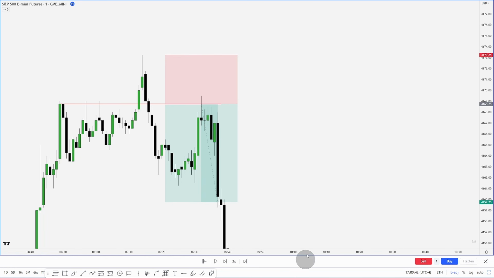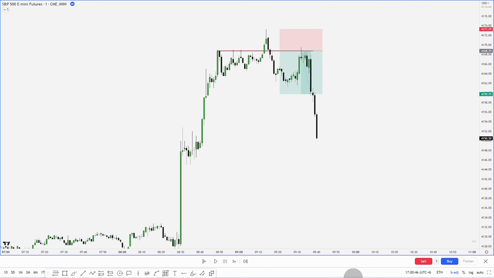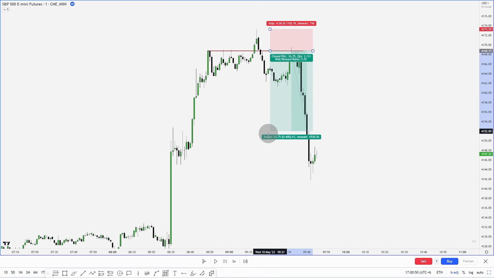And there we go. We get the move, and you can see how this dropped back down. And if we let it keep playing, you can see that would have given just over 5R.